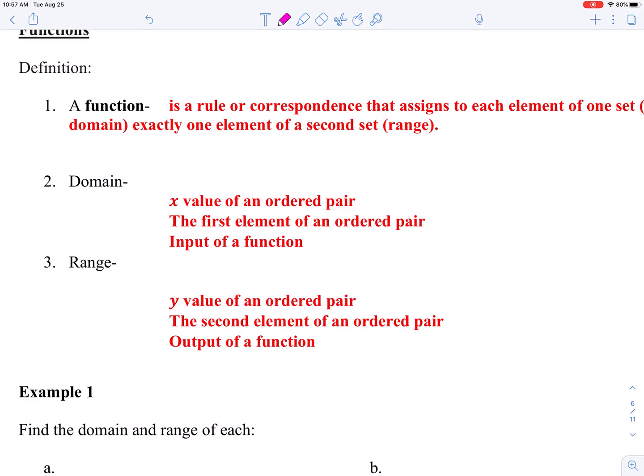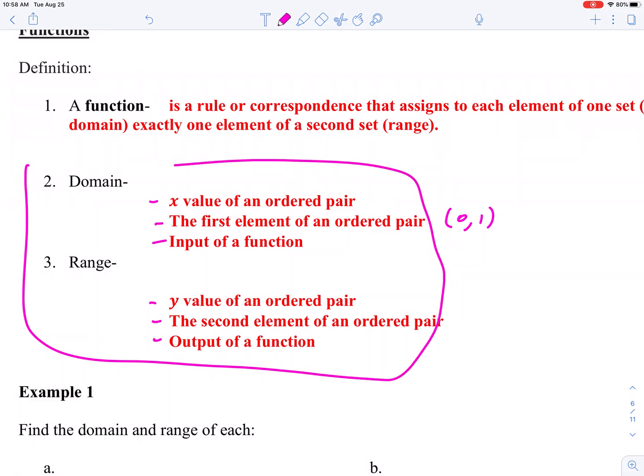These are different definitions for the same exact term. Domain means x values. It also means the first element of an ordered pair. An ordered pair is like (0, 1), the point. Domain is also the input. Range are the y values, or the second element of the ordered pair, also known as output. Those are important. These two you should know off the top of your head for the rest of your life, or at least until you're done with math in college.